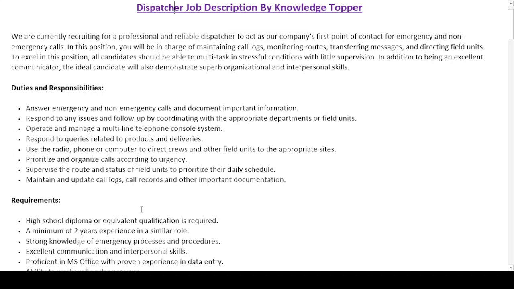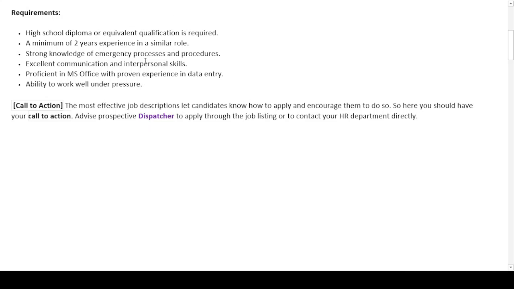After this section, we have the requirements, or you can say qualifications, section. This section includes the education, skills, and sometimes experience requirements that a potential candidate must have in order to qualify for the job of a dispatcher. Let me read all these requirements for you.